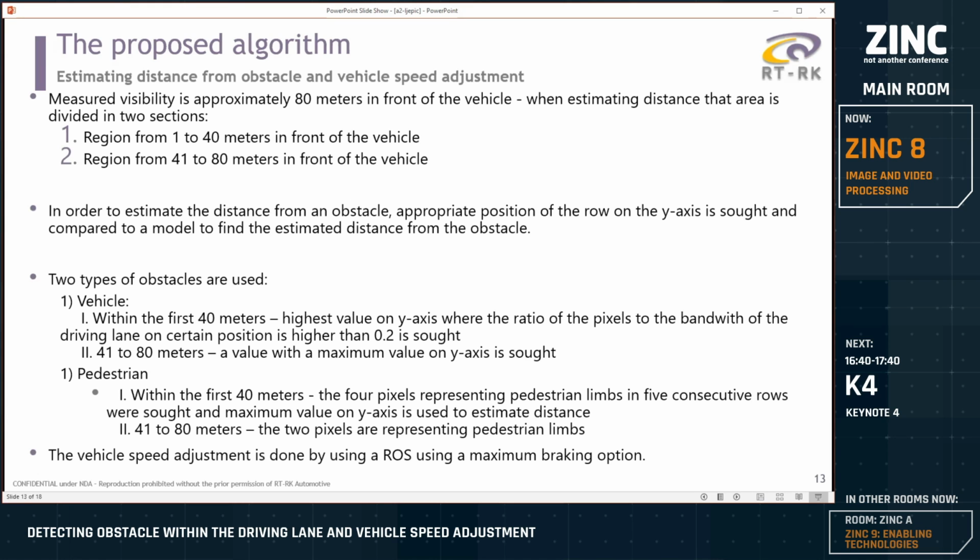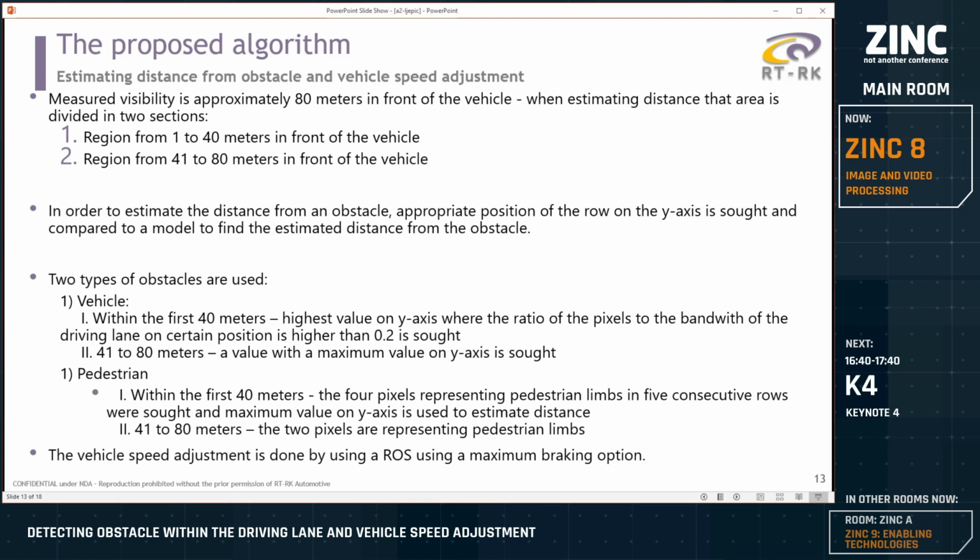So we use those models to find the estimated distance of the obstacle. We noticed that visibility is around 80 meters, so we divided that region into 2 parts, the first 40 meters and the second 40 meters. Then we tried to find the position of the row on the y-axis where the obstacle first appears, and then we use the model from the last slide to estimate distance. So we use different techniques depending on the area and the obstacle.